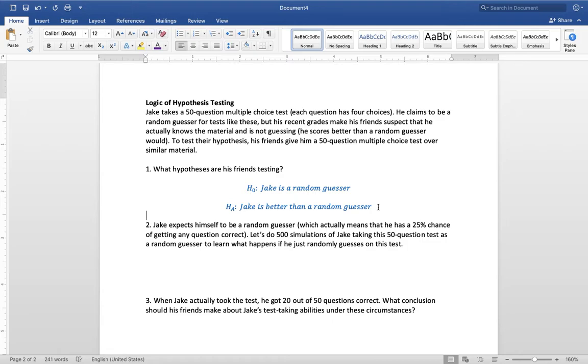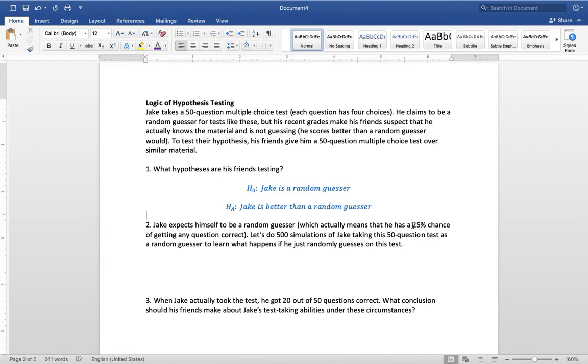So Jake expects himself to be a random guesser, which actually means that he has a 25% chance of getting any question correct. Okay, so that's the expectation. What does that actually mean? If he's just randomly guessing for every question, there are 4 choices for each question. That means he has a 1 out of 4, or 25%, chance of getting any question right.